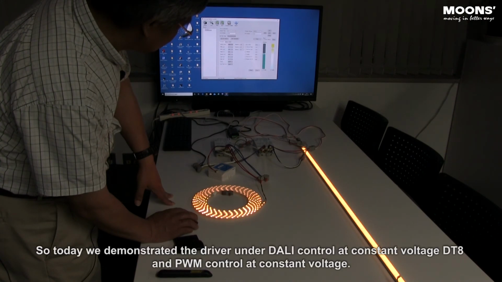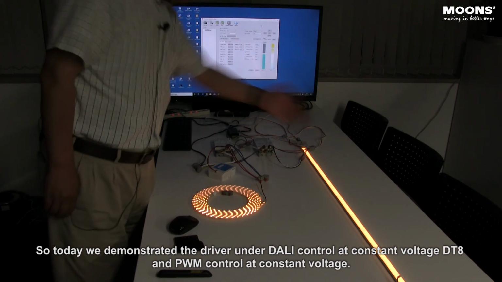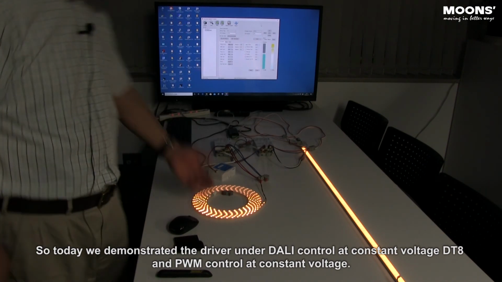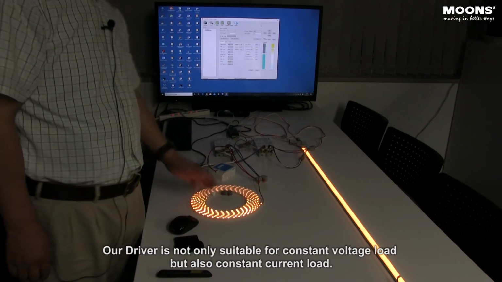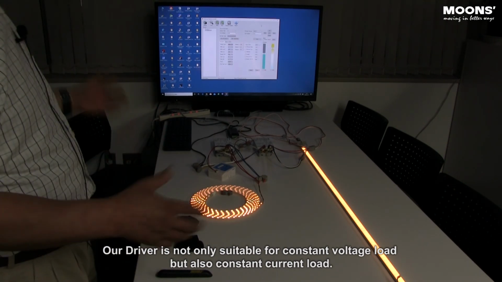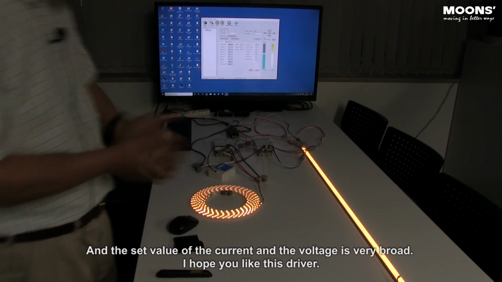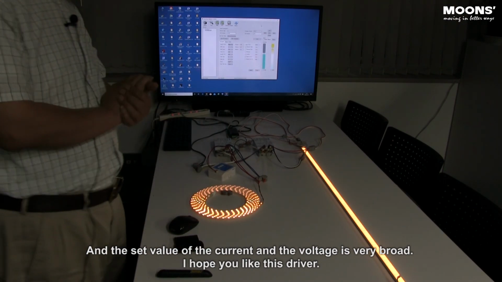So today we demonstrated the driver under DALI control at constant voltage DT8 and PWM control at constant voltage. Our driver is not only suitable for constant voltage load but also constant current load. And the set value of the current and the voltage is very broad. I hope you like this driver.